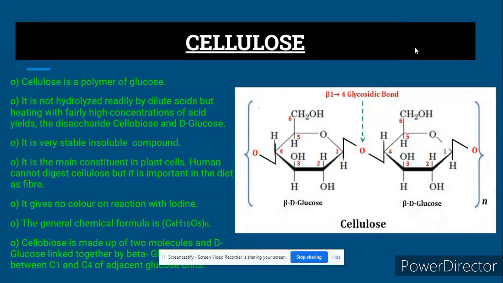It is the main constituent in the plant cell. Humans cannot digest cellulose, but it is important in the diet as a fiber. On reaction with iodine, cellulose gives no color. About the structure, cellobiose is made up of two molecules of D-glucose linked together by beta-glucosidic linkage between carbon 1 and carbon 4 of adjacent glucose units.